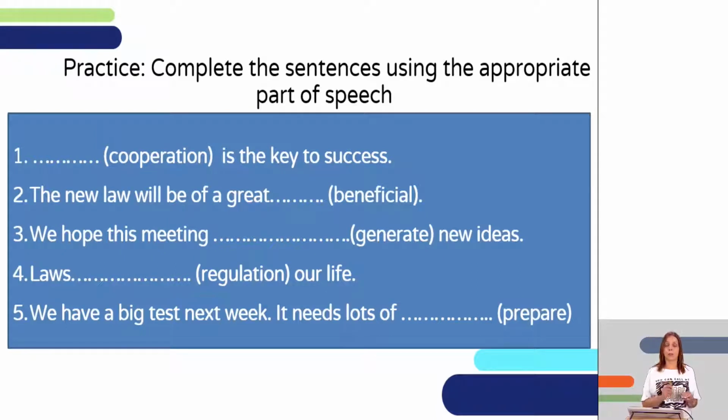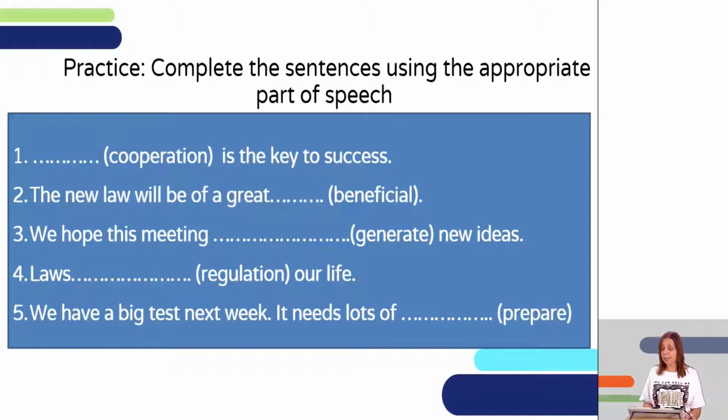Here we have some more practice. Here you need to complete the sentences, but using the appropriate part of speech. I gave you here the words, but you need to keep them as they are, or transform them into verbs or nouns or adjectives according to their position in the sentence. Let's start with the first sentence.